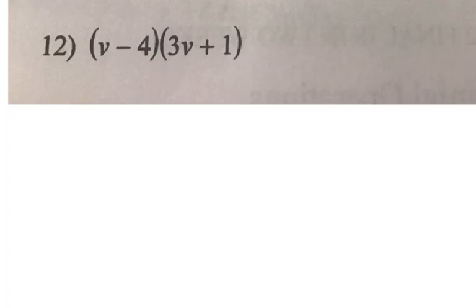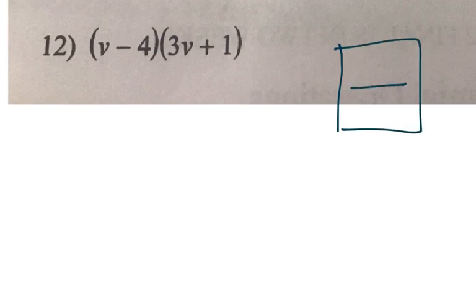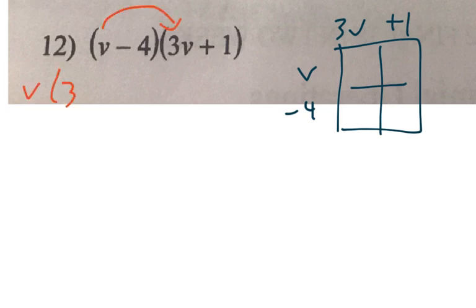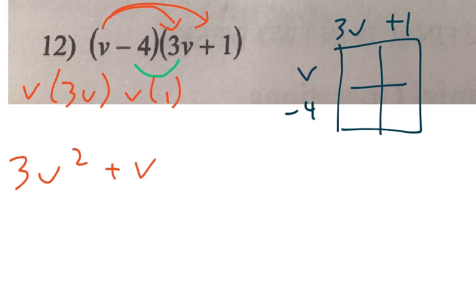Number 12. I just want to remind you real quick, guys, to make sure you know your distributive property. Now, some of you may want to set it up with the box method, like so. Okay? But you don't have to. As you know, I just use arrows. So I know I'm going to take v times 3v. That is a 3v squared. I'm going to take v times 1. That's a plus v. I'm now going to distribute the minus 4 as well.